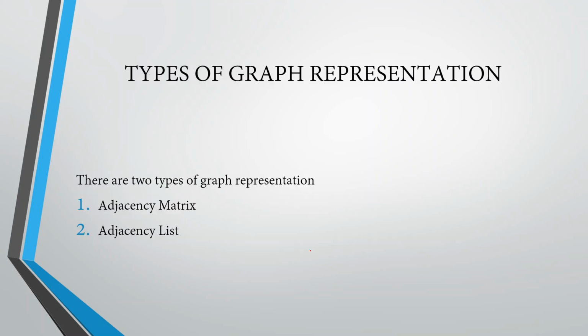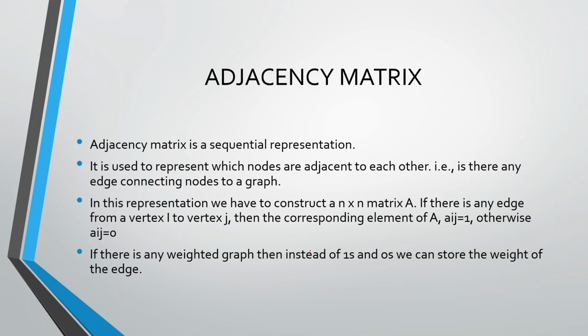So, types of graph representation. We have two types of graph representation: adjacency matrix and adjacency list. To store the graph in the memory of a computer, we can do it in two ways. One is using the adjacency matrix method, another is using the adjacency list method.